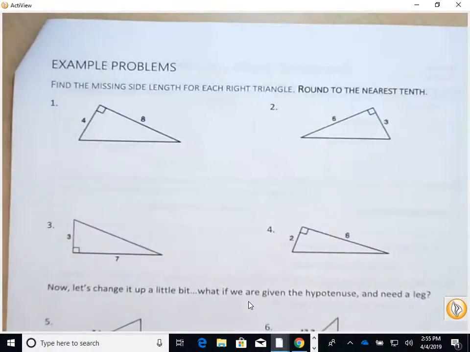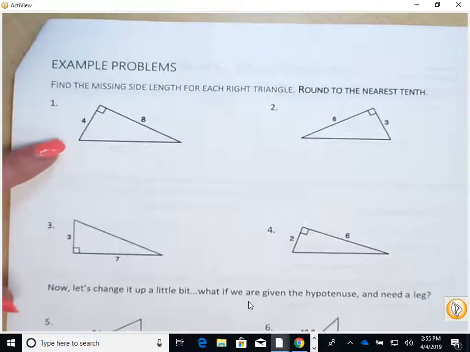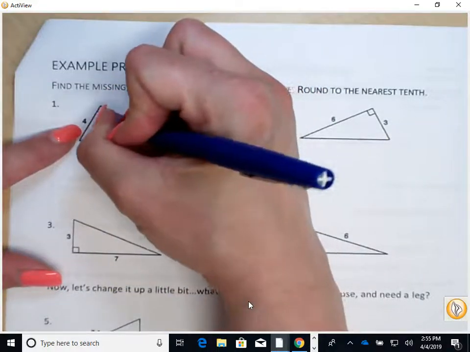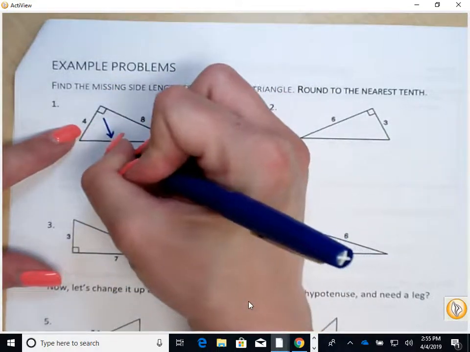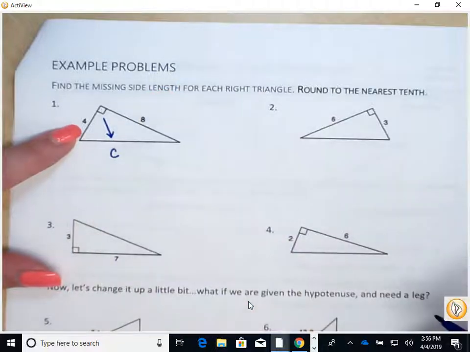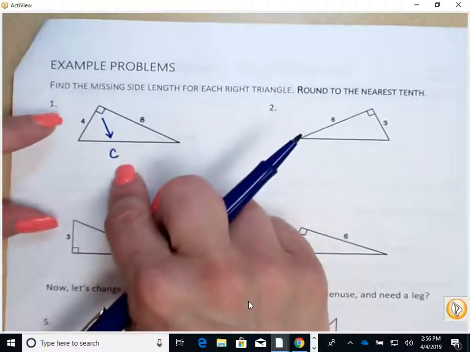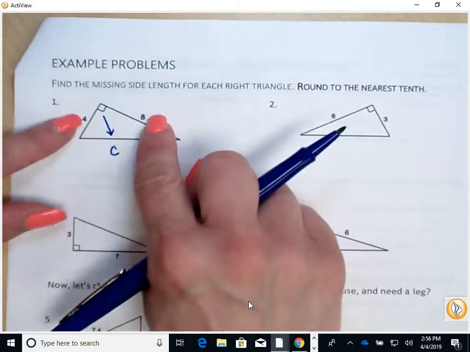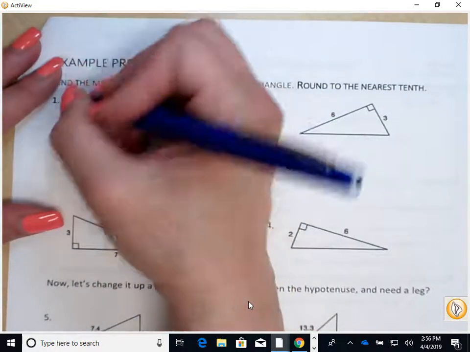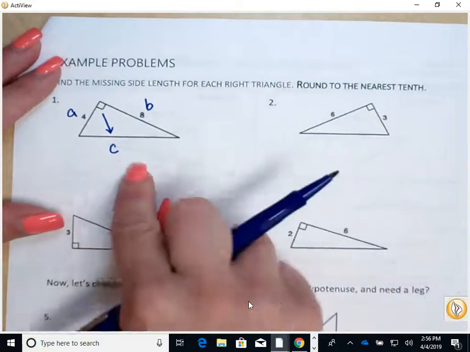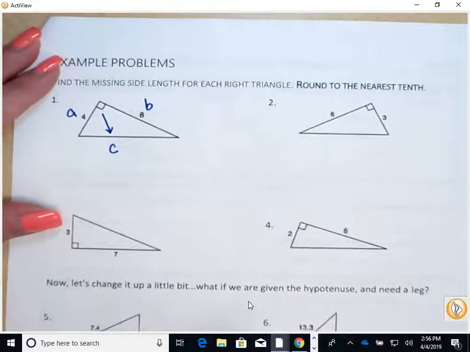It says find the missing side length for each right triangle. Round to the nearest tenth. So we're given these two sides. Here's my right angle, so I know this side is my hypotenuse, so that's going to be my C side. It's always a good idea to label which one's your C side. Once you've got your C side labeled, it doesn't matter which one you make your A and your B, since we're going to square them and add them together. But your C side, you have to make sure that that's the hypotenuse of that triangle.